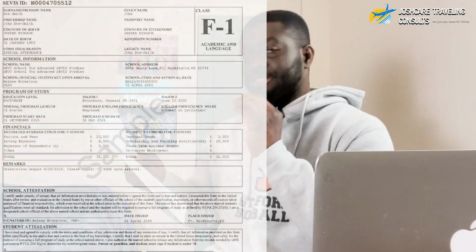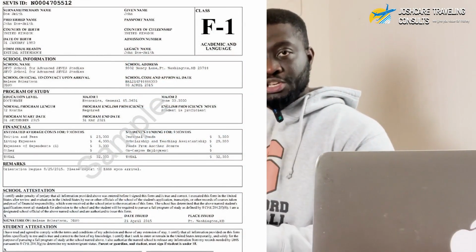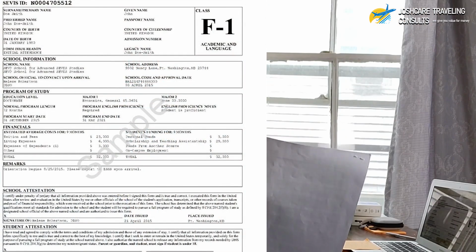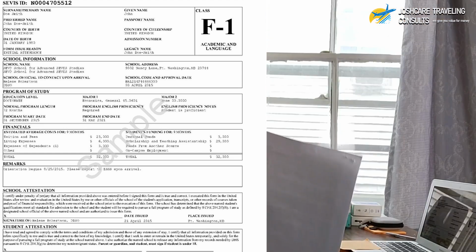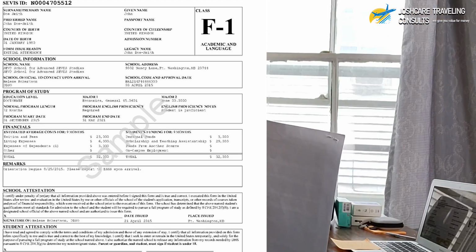And then the school attestation. That means your designated school official has his name and signature here, along with the date he or she issued your Form I-20 or Form DS-2019, and the place issued will also be written there.